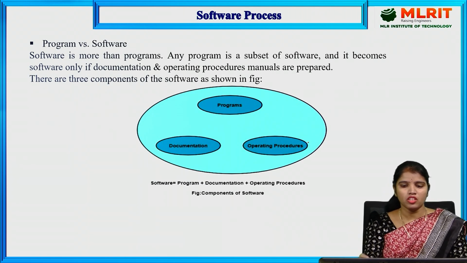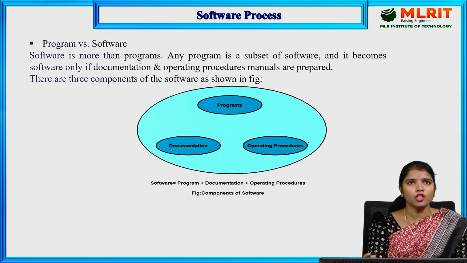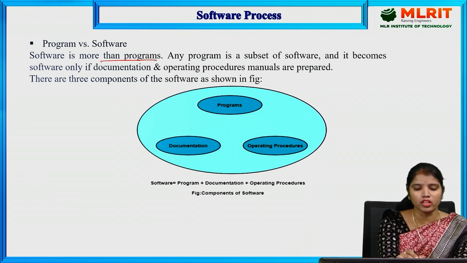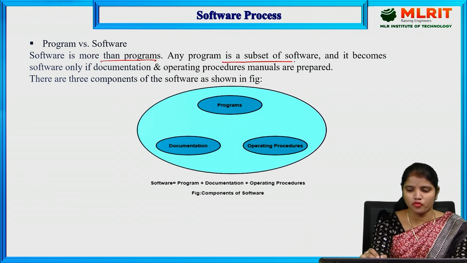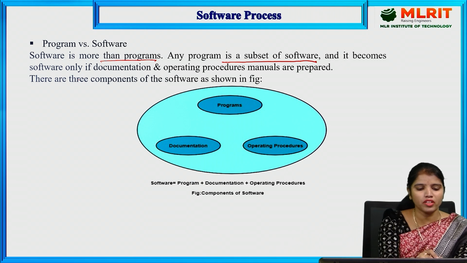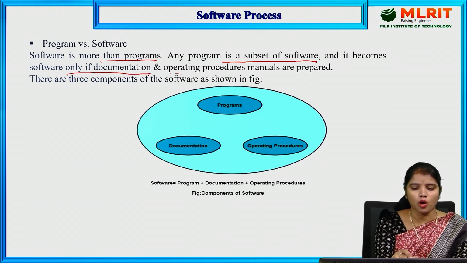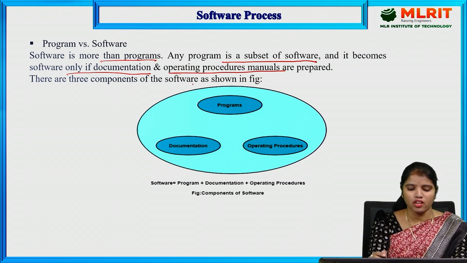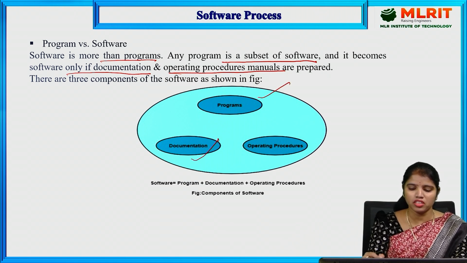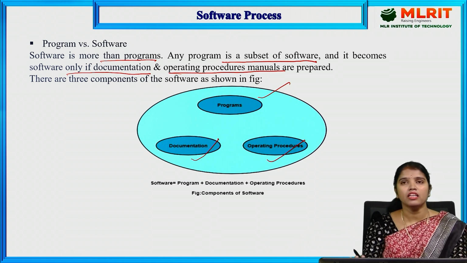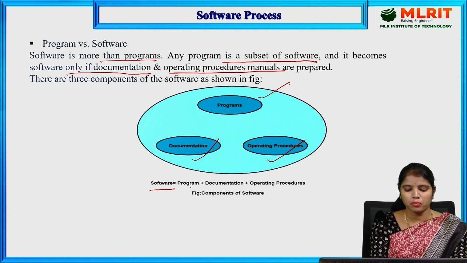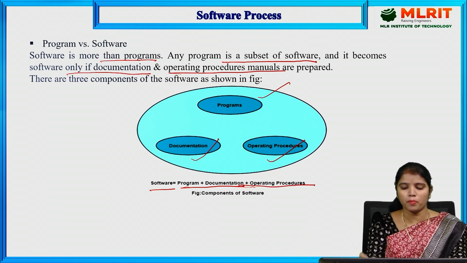Now, coming to the software process architecture. Here we can also deal with program versus software. Software is more than programs. Any program is a subset of software, and it becomes software only if documentation and operating procedure manuals are prepared. There are 3 components of the software: program, documentation, and operating procedures. Software equals program plus documentation plus operating procedures.